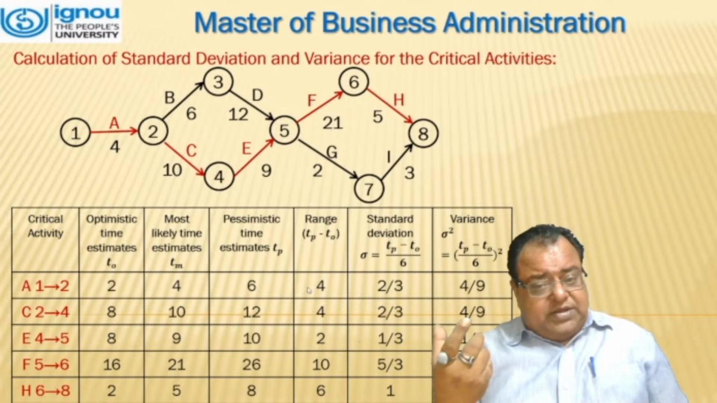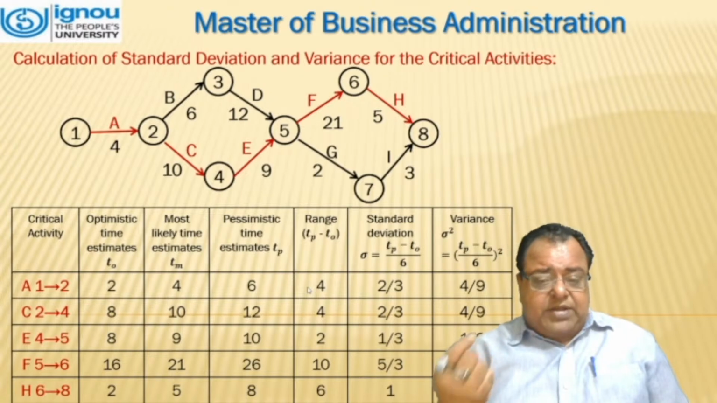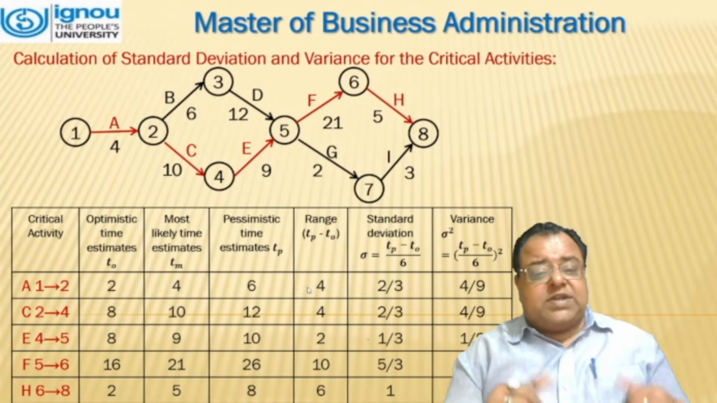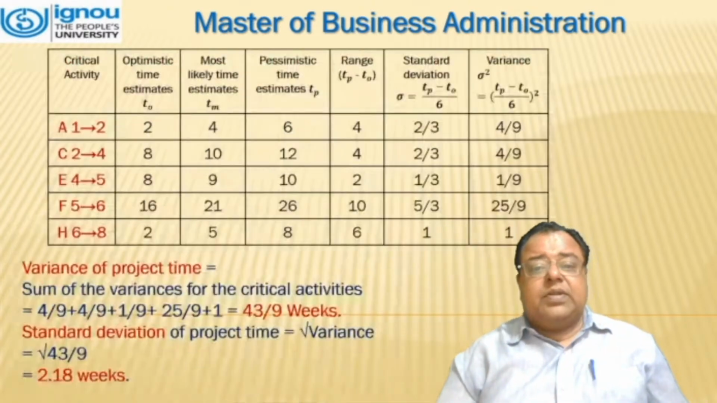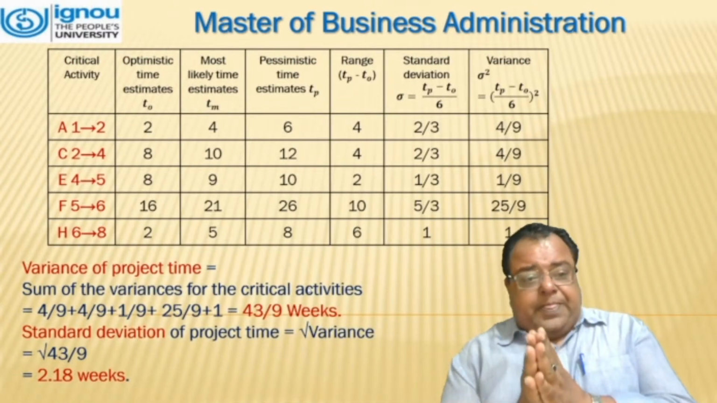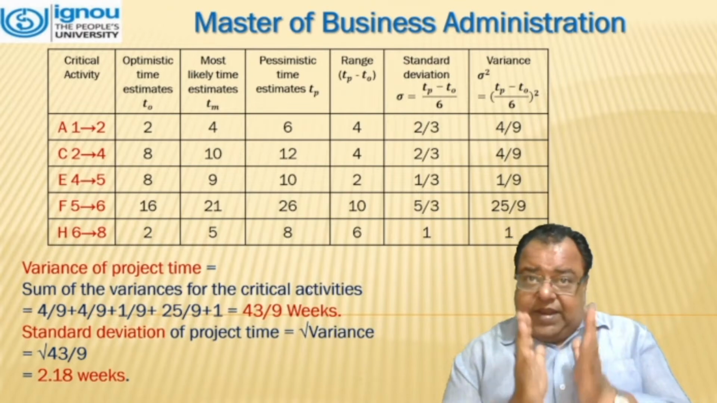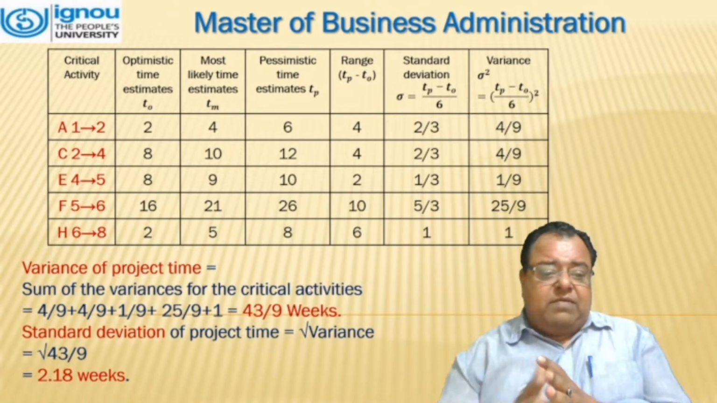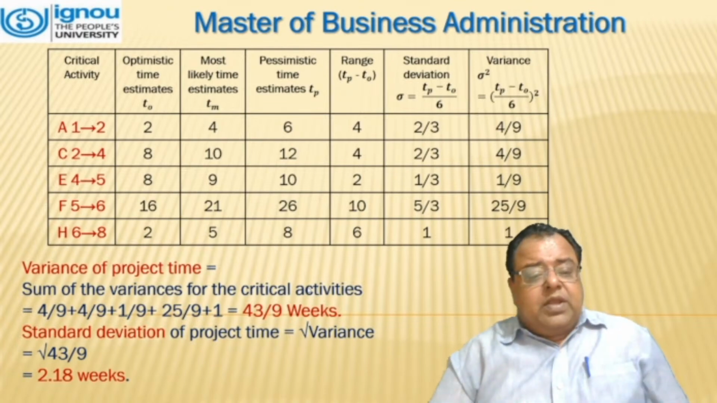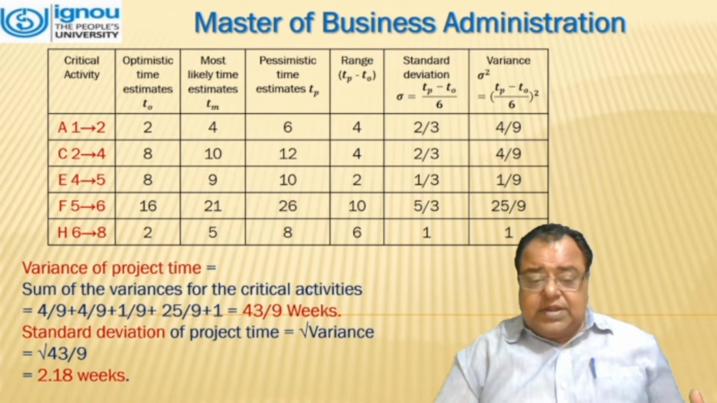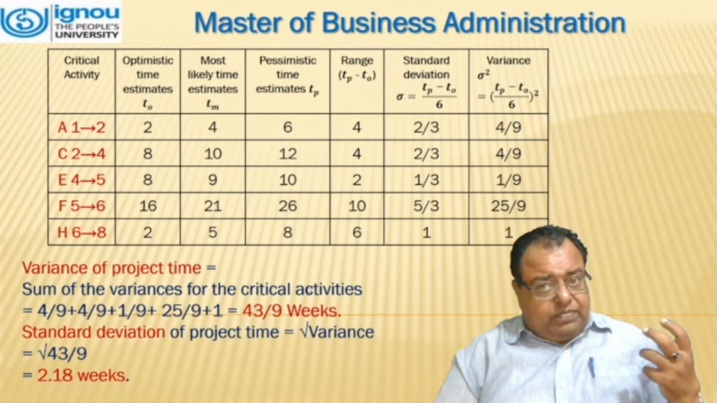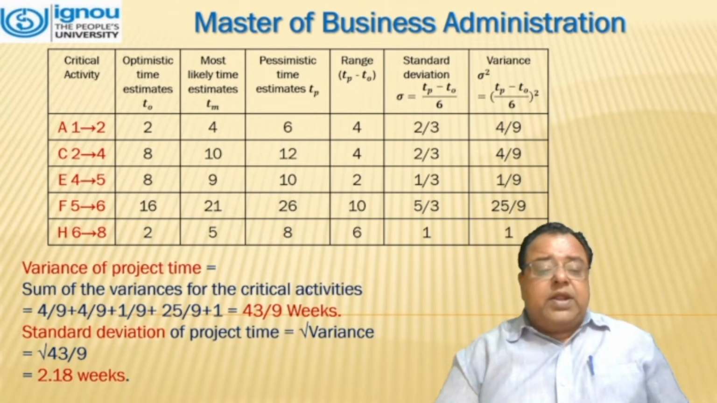Now comes the variance. Variance is denoted by sigma square, which is the square of the standard deviation. So we will be just squaring up all these numbers. Now, we have to calculate the variance of the project time. The last column will be summed up, which comes out to be 43 by 9 weeks. We have to calculate the standard deviation, that is the under root of variance, means under root of 43 by 9, which comes out to be 2.18 weeks.